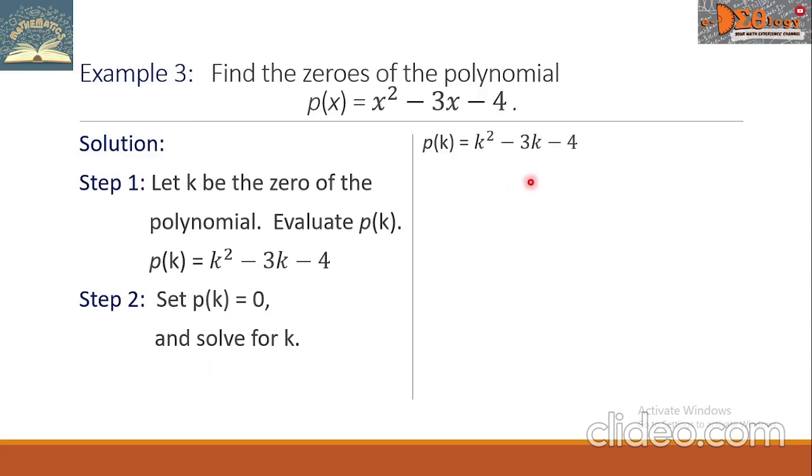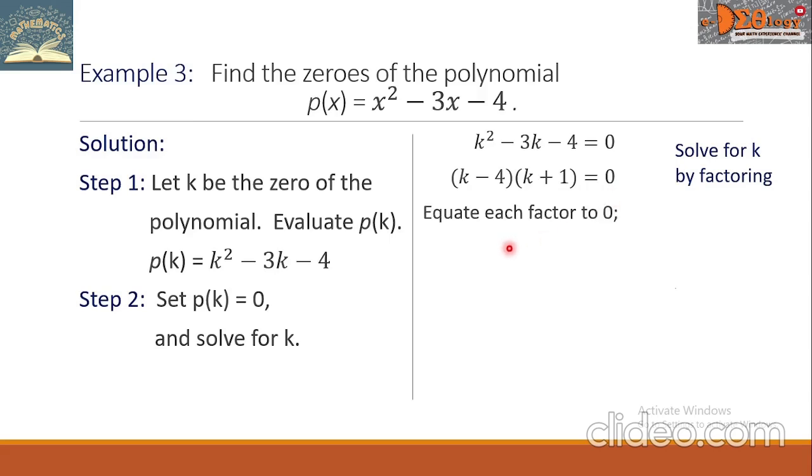We copy our equation in here. Then this is equal to 0. We can disregard the p of k symbol. And from here, we're going to solve for k. We can solve this by factoring. And this becomes k minus 4 times the quantity k plus 1, then equals 0. We equate each factor to 0, which means the k minus 4 equals 0 and the k plus 1 equals 0. Then we solve for k for each of these equations.